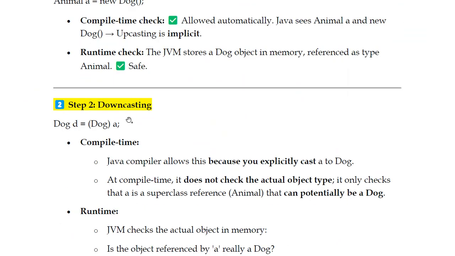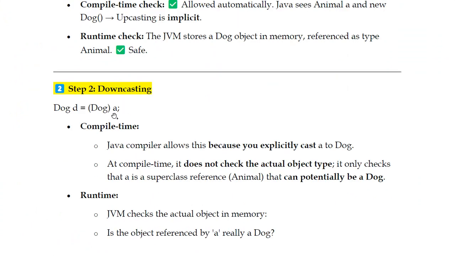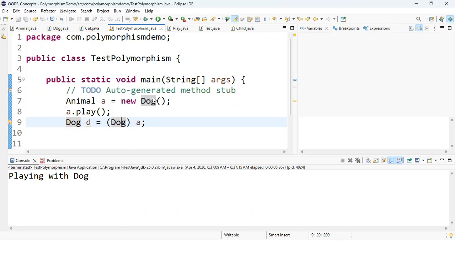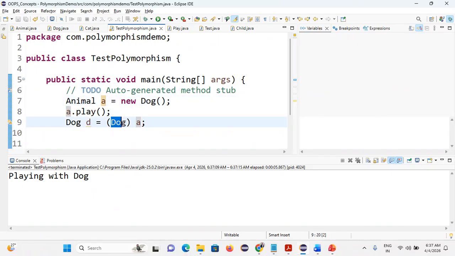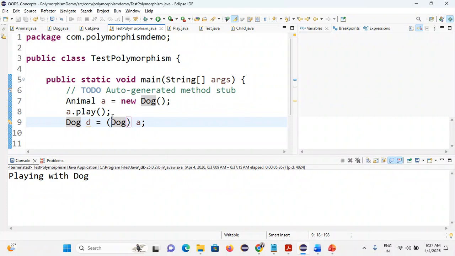Am I right? We already mentioned that it will check during compile time. Step one, what is that? Upcasting is done. Second step, downcasting is also done. So everything will work. During compile time, explicitly you are giving the cast Dog A. The compiler allows this because we explicitly cast it. So at compile time it does not check the actual object type.